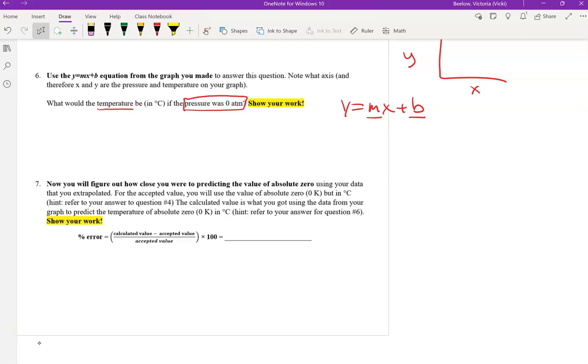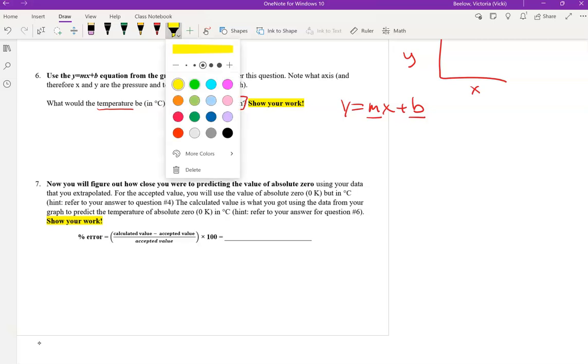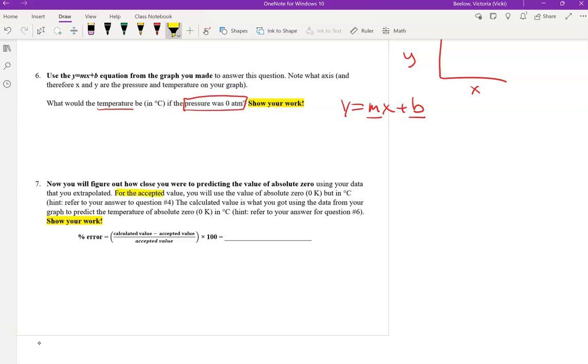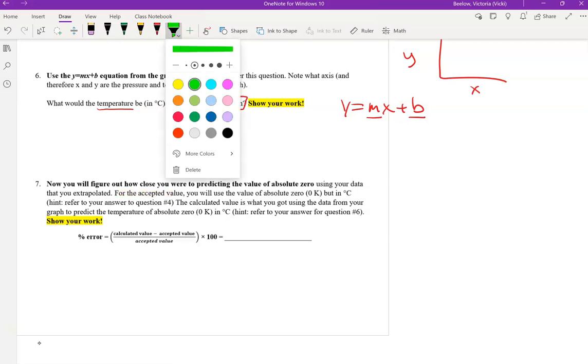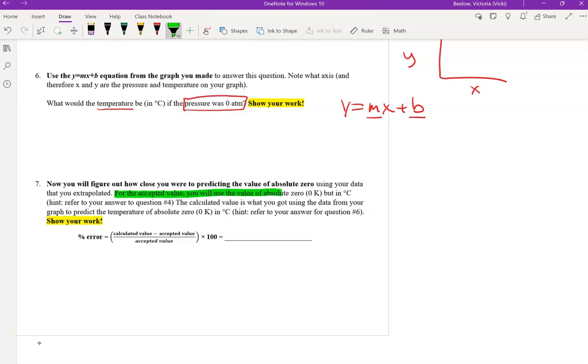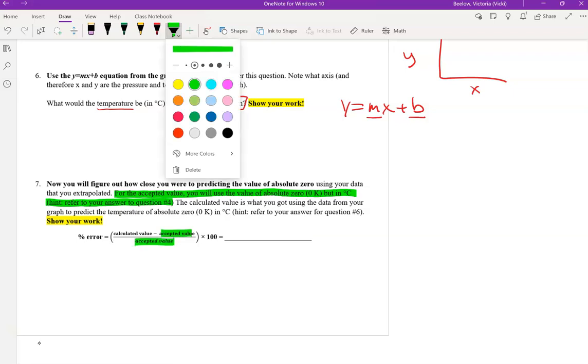So for the last question, question 7, now you will figure out how close you were to predicting the value of absolute zero using your data that you extrapolated. So basically using your data to make a prediction. For the accepted value, you will use the value of absolute zero, 0 Kelvin, but in degrees Celsius. Refer back to your answer to question 4. That's what's going to go here.